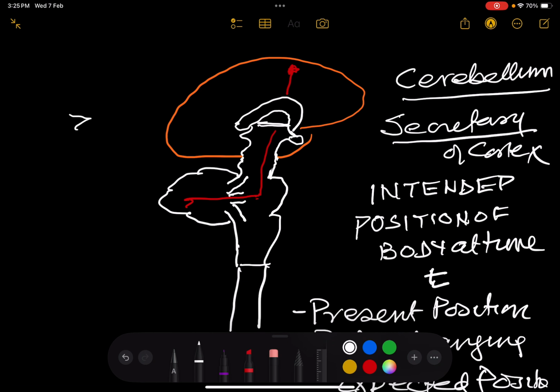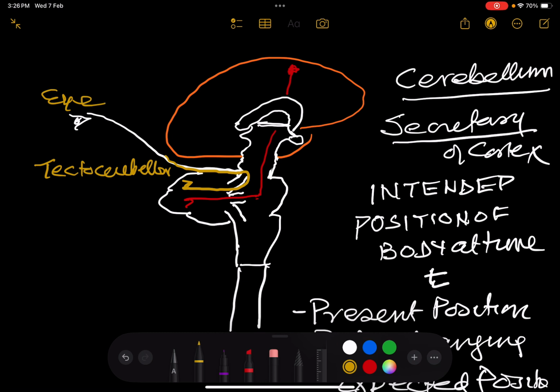The first position is from the eye, artificial horizon, comes to the tectum, and from the tectum, tectocerebellar tracts. So these are tectocerebellar, conveying information from the eye about artificial horizon.